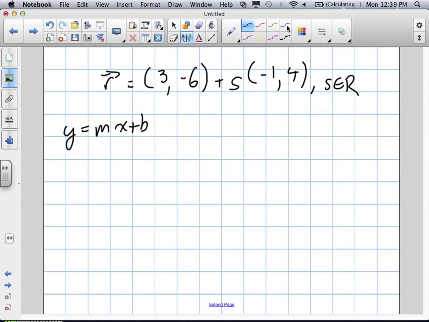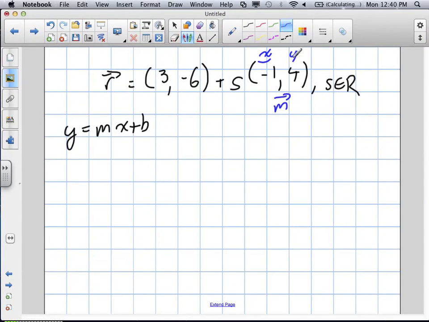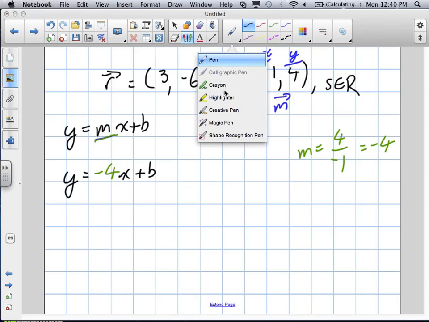Well, we know that our directional vector m is essentially going to be our slope. If this is our x value and this is our y value, our slope m in this case, well, I guess we'll do it in green here. Our slope m will be the y value of this 4 over the x value, negative 1. In other words, just the negative 4 as a number. So y is equal to negative 4x plus b.